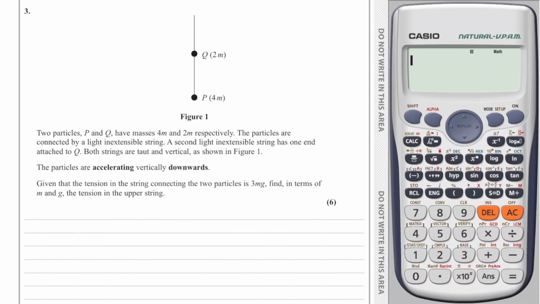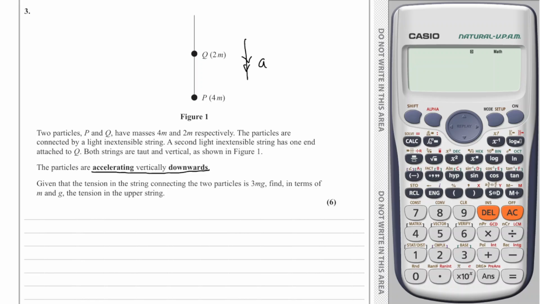The particles are accelerating vertically downwards. So here they mention the particles are accelerating vertically downwards, so this is moving vertically downwards like that. We can mark the acceleration as A. Given that the tension in the string connecting the two particles is 3mg, find, in terms of m and g, the tension in the upper string.